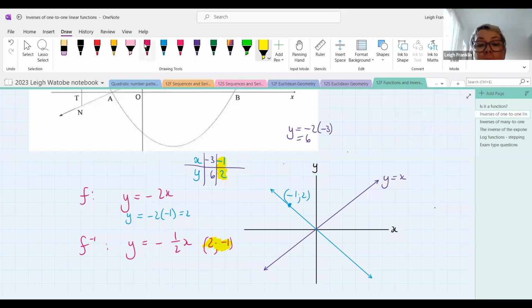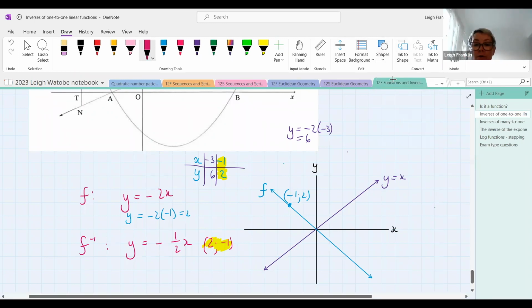Let me label my graph. This is the graph of f. Okay, now I want to sketch my other graph. All right, so in other words, the one minus half x. So let's use a different color. I just suppose I can use the color that I've got. Here we go.